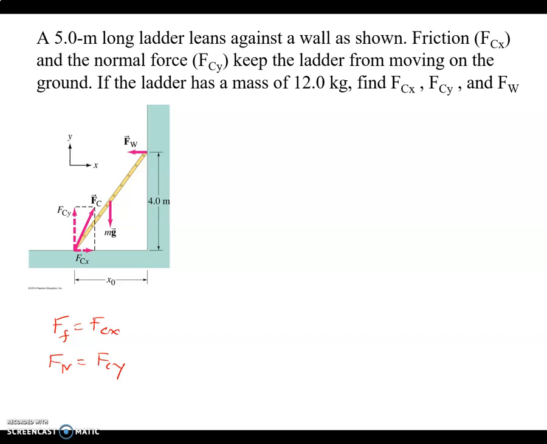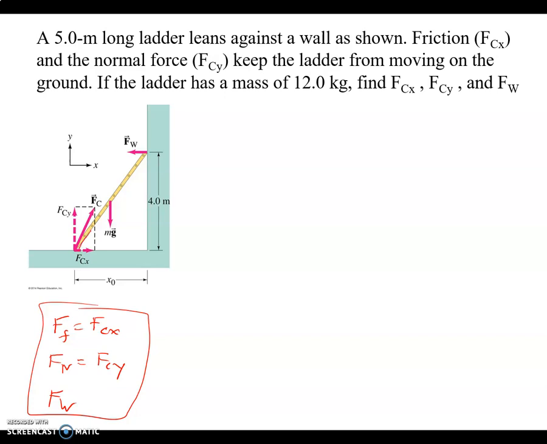Now, if the ladder has a mass of 12 kilograms, we want to find friction, normal force, and we want to find the total force that the wall exerts on the ladder. We want to find all of these. Okay, so before we do anything else, we need to figure out some angles here.